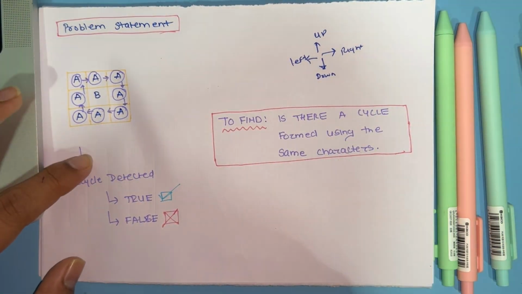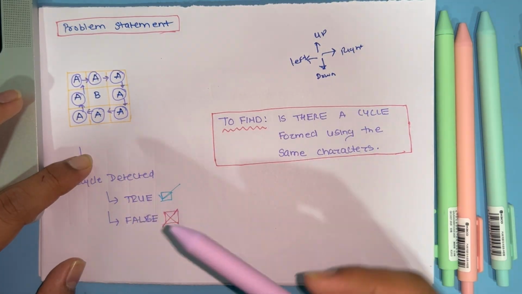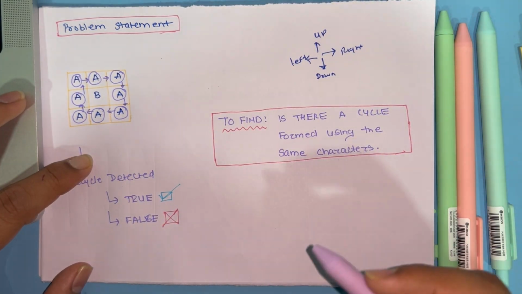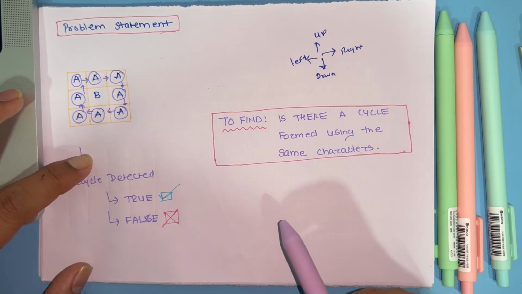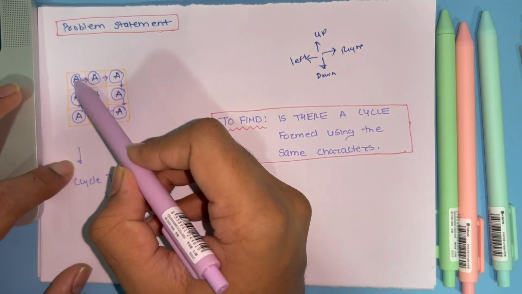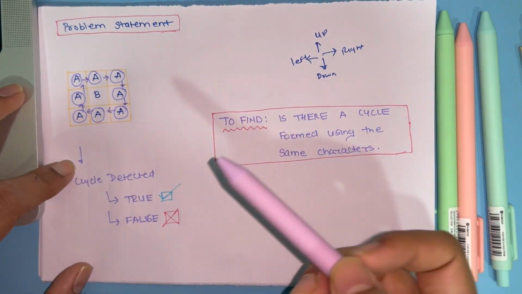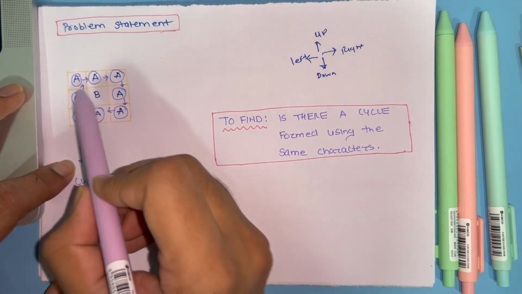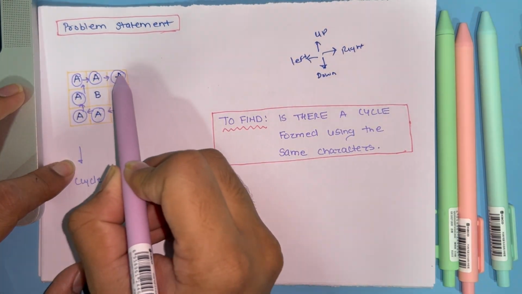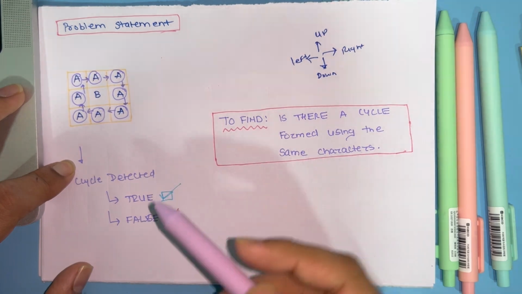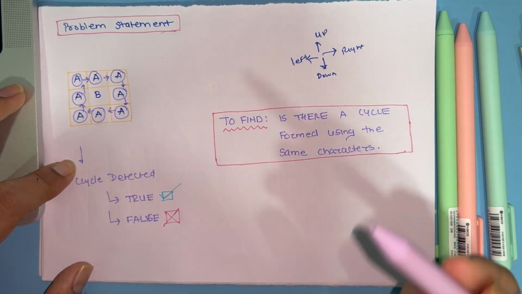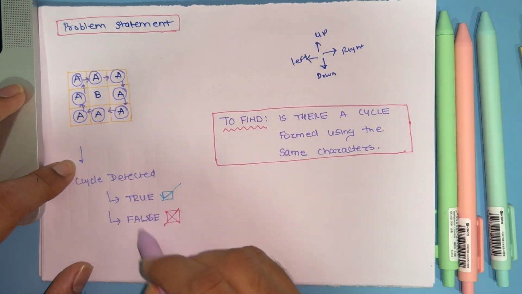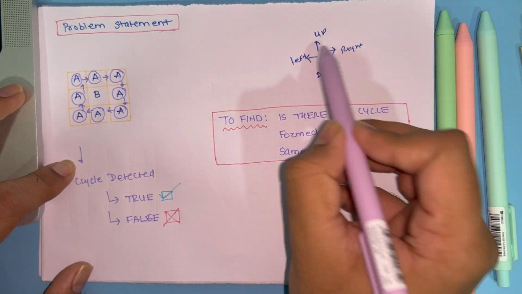So we have been given a characters array, a 2D characters array, and what we need to find is, is there a cycle formed using the same character? Which means if we start from this A character, is there any path or traversal through which we can reach this A again? If you can see this, if we go through this path, we are reaching A again. So the cycle is detected here. If no cycle is detected, we just need to return false. The allowed directions are up, right, down, and left.